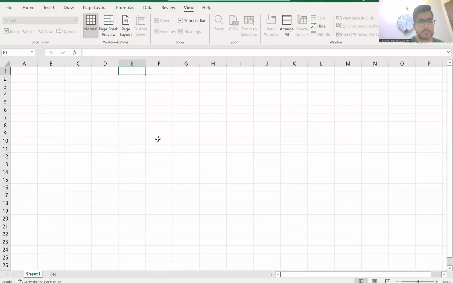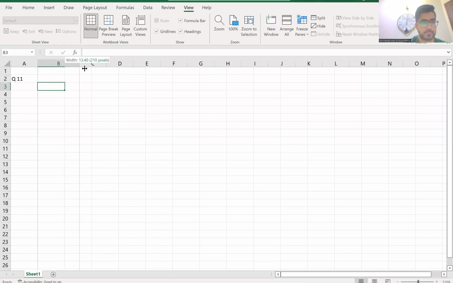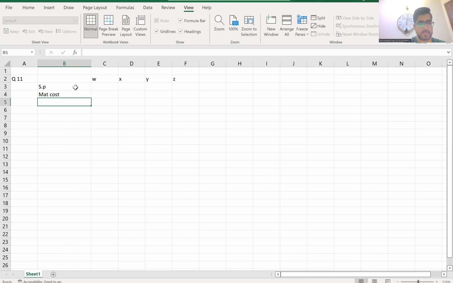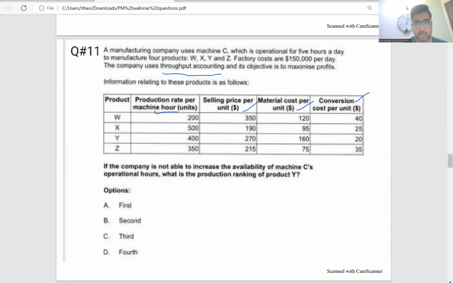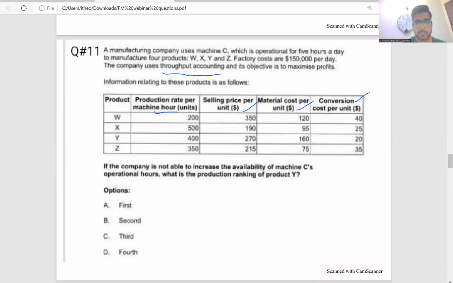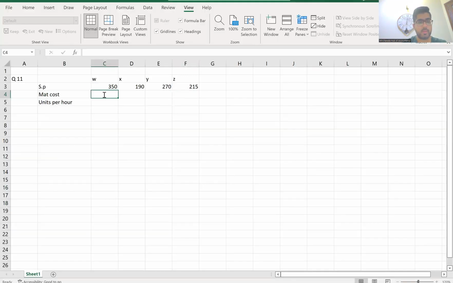Okay. Now, if we talk about question number 11, there are 4 products, W, X, Y, and Z. Okay, so selling price is given, material cost is given, and production rate, units per hour. Let's check the selling price. It's 350, 190, 270, 215. This is the selling price. And what about the material cost? 120, 95, 160, 75. Okay.